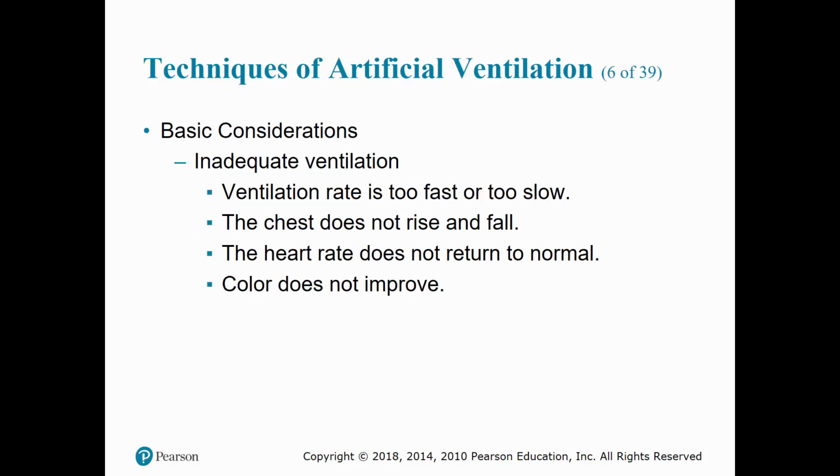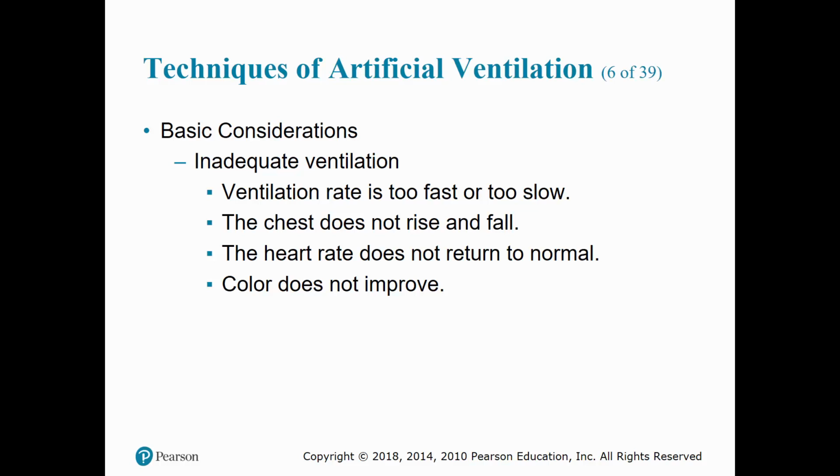Signs of inadequate ventilation, for example, the ventilation rate being too fast or too slow. Ventilating a patient too fast does not allow for adequate exhalation and thus can cause gastric distension. Too slow a rate of ventilation also does not provide an adequate amount of oxygen. Another sign would be the chest not rising and falling, because that means you're not getting enough volume to ensure an adequate delivery of air to the patient.